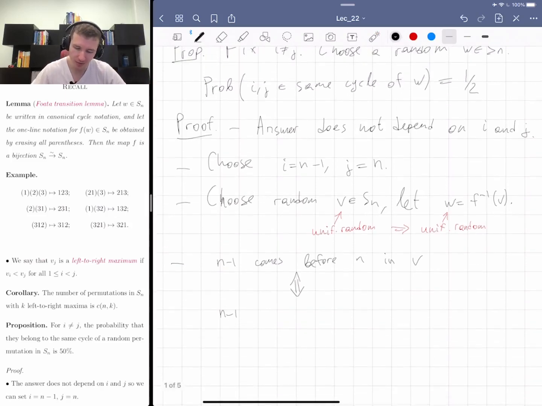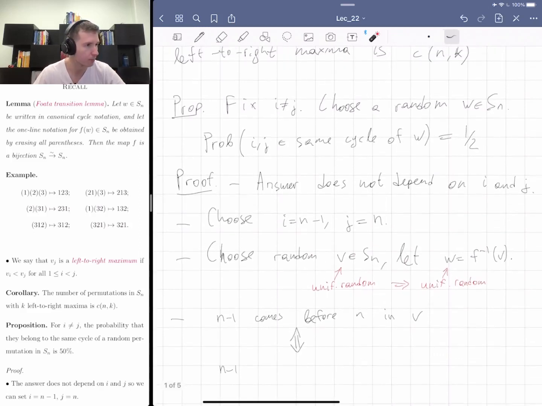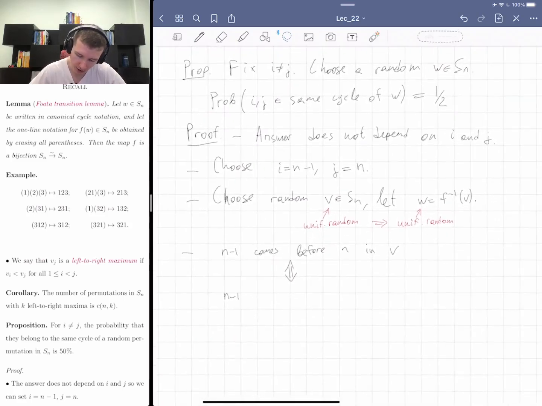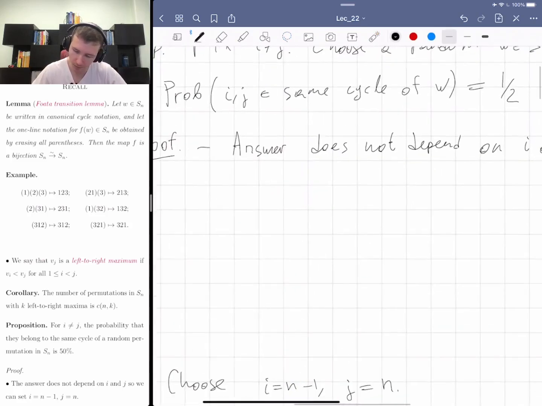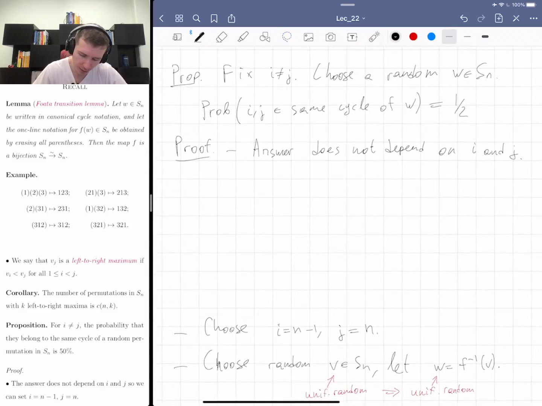Well, so the answer is, let's say I choose an arbitrary i and j. Then what I can do is I can relabel all the... Okay, let me try to explain why the answer does not depend on i and j. For example, let's say w is some permutation. 1, 2, 3, 4, 5, 6, 7, 6, 2, 7, 1, 4, 5, 3.